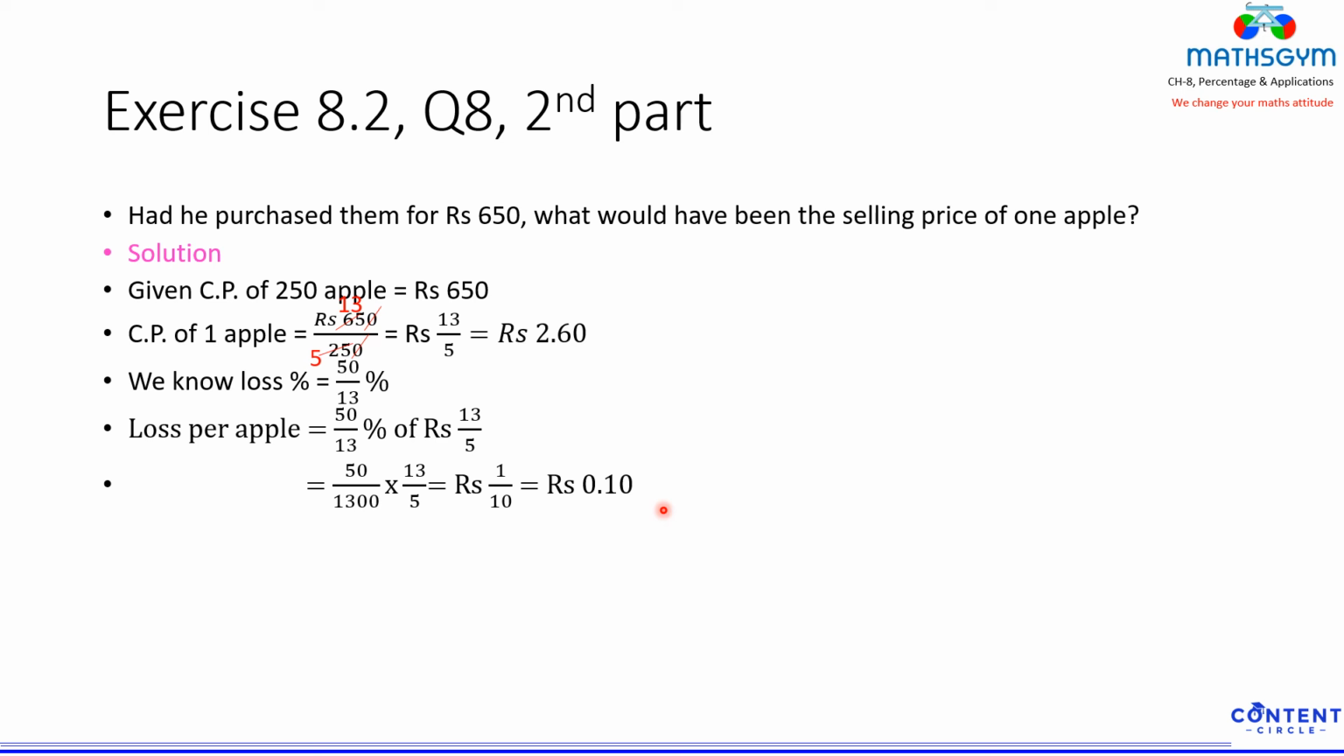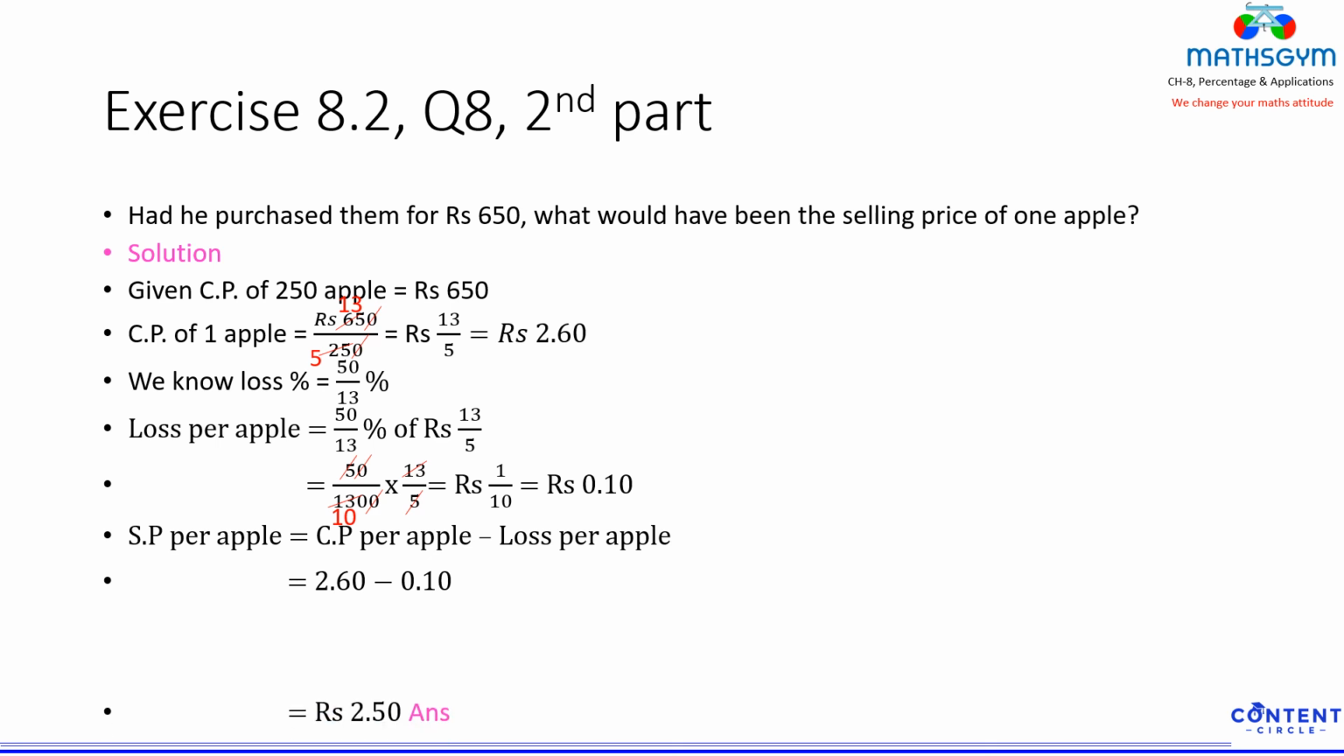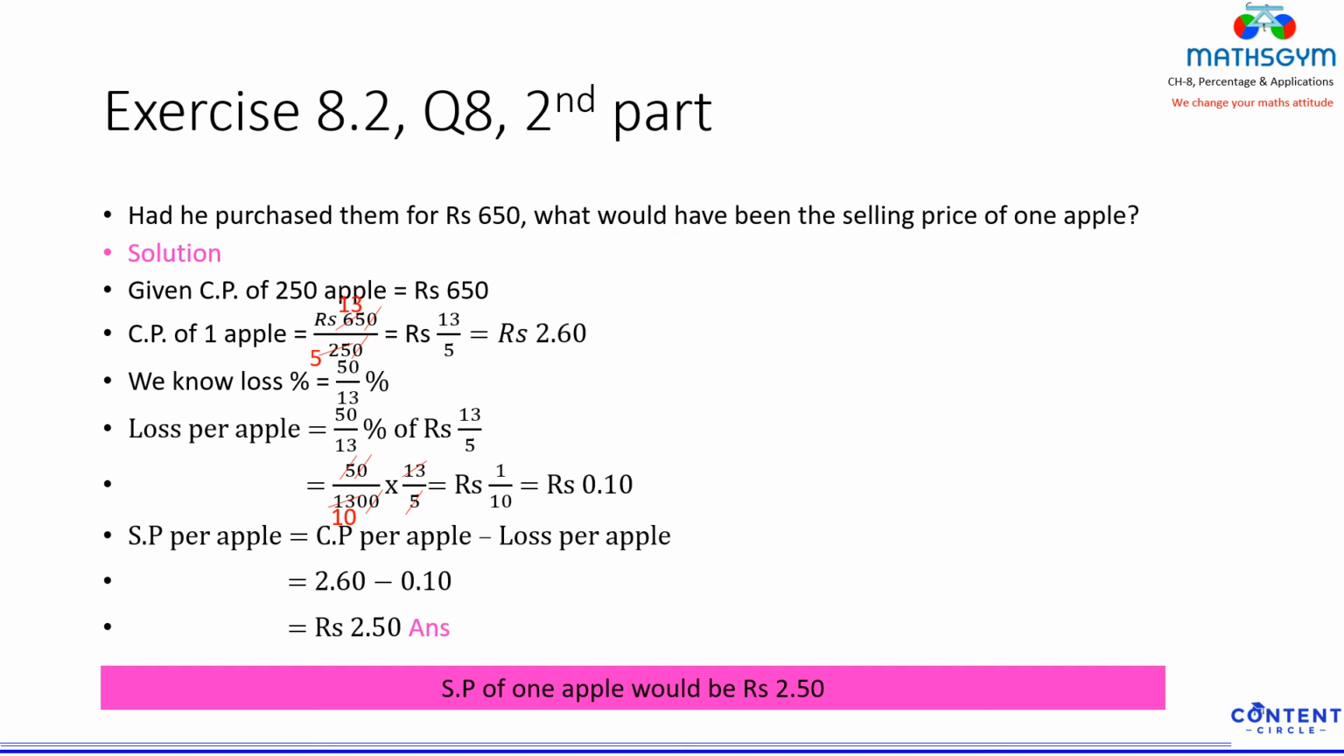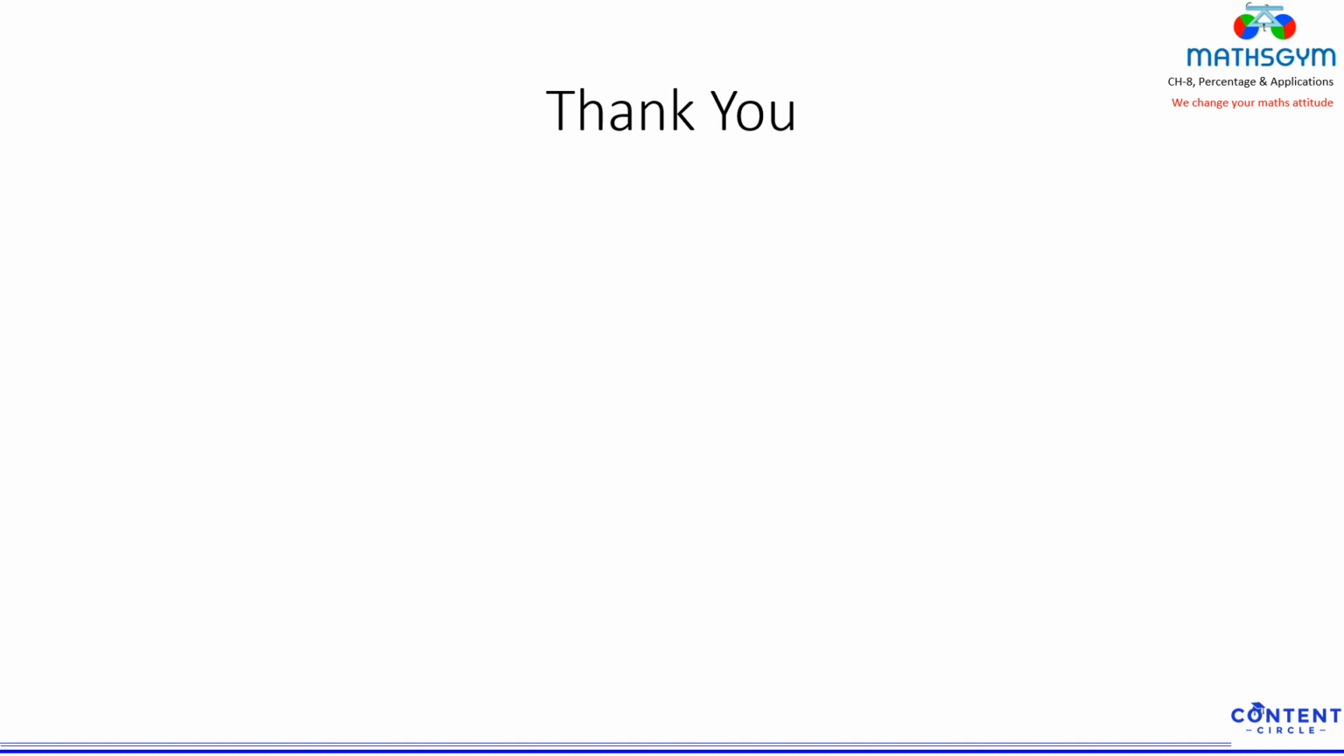In this case, you are aware that the CP is rupees 2.6. So SP is going to be CP minus loss, because your CP is greater than SP whenever there is a loss. So SP is equal to CP minus loss. So CP is rupees 2.6 minus loss is rupees 0.10. The final answer is rupees 2.50. So therefore, selling price of one apple would be rupees 2.50.